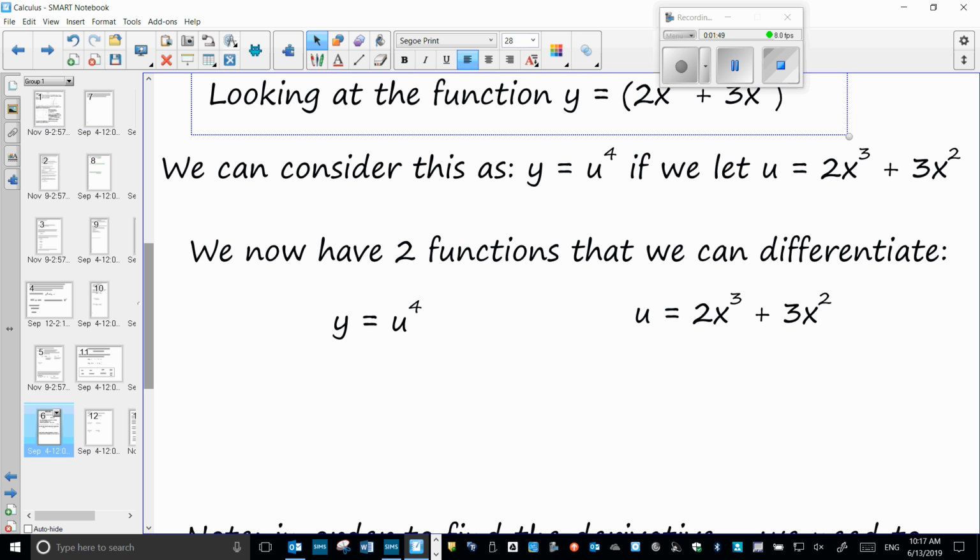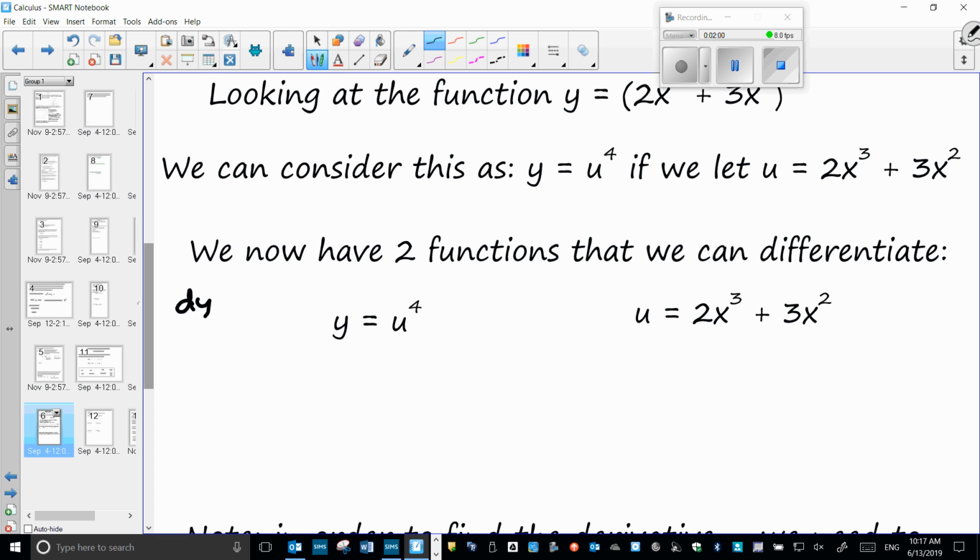So we've got y equals u to the power 4 and u equals this. We can differentiate these two functions. Now what we're used to seeing is we write dy dx, and that's only because we have an expression that starts with y and it involves x's. If I've got an expression y that involves u's, what do you think I'm going to write? dy du. Totally.